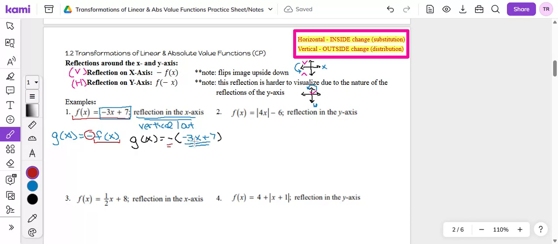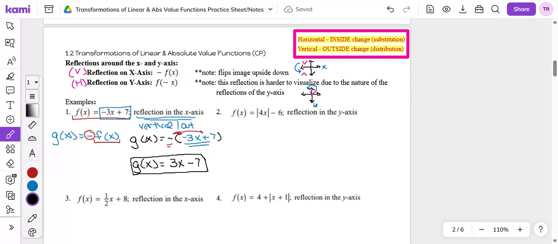There's my negative. Well, now how do we deal with that? We distribute. So I'm going to take a negative, technically a negative 1, and distribute it to both parts, and voila, I've got a brand new function. g of x: negative times negative 3 is a positive 3x. Negative times a positive 7 is negative 7. And that is my new equation. As simple as that. Okay, let's try a horizontal one.